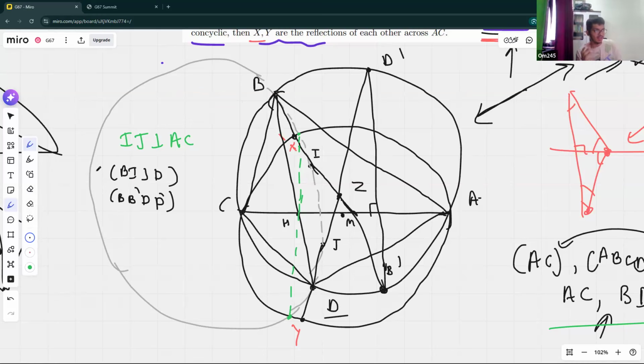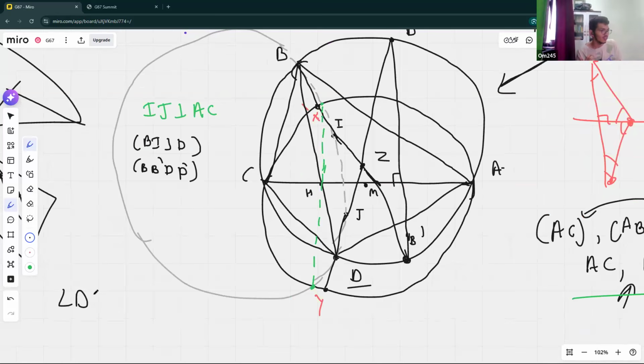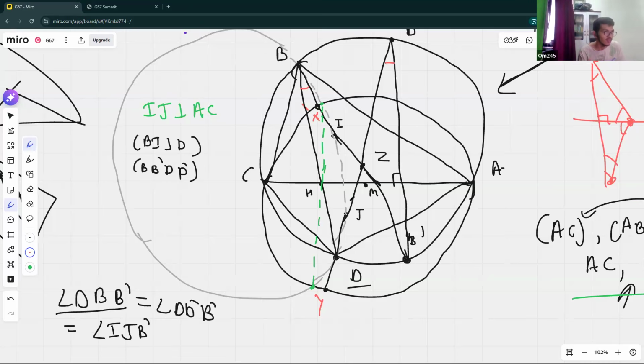So BIJD is cyclic and B dash, D dash are cyclic. By angle chase or Zane's theorem, some people know that word, I'm not a big fan of that thing. And we know this is equal to angle IJB dash. So we get this angle, I will show with a marker, is equal to this angle, which is equal to this angle. That implies IJ is parallel to B dash D dash, which implies IJ is perpendicular to AC.